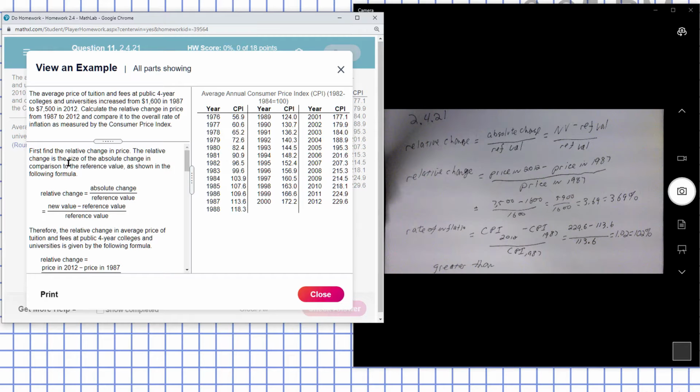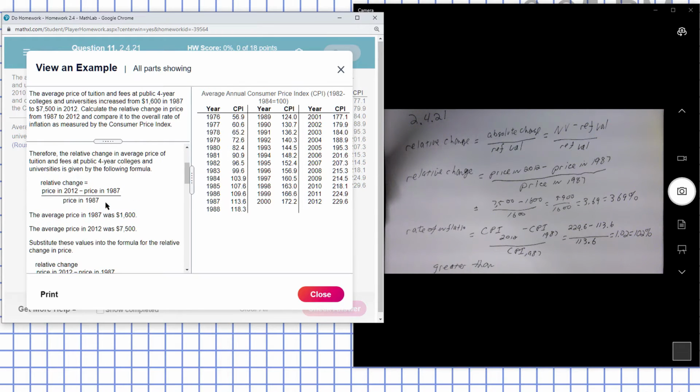The relative change is the absolute change, the amount of change, divided by the reference value. In this case, the amount of change is going to be the new value minus the reference value, divided by the reference value, or the price in 2012 minus the price in 1987, divided by the price in 1987.